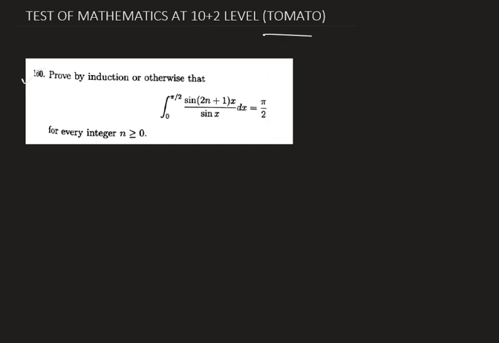Here we have to prove by induction or otherwise that the integration results in pi by 2 for all integer n greater than or equal to 0. Here the integration is 0 to pi by 2 of sine (2n plus 1)x divided by sine x dx equals pi by 2. So let's try to solve this problem. By induction we can solve this problem.